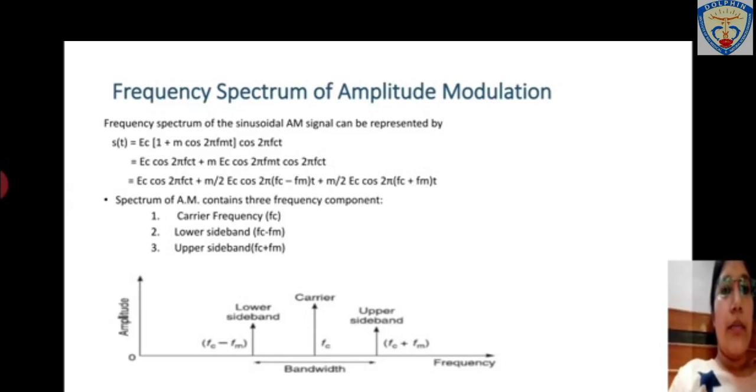If we look at the frequency spectrum and carefully look at the expression, we have three components. One is the carrier centered at frequency Fc. The other two are the sidebands, the lower sideband and the upper sideband. The upper sideband has the frequency Fc plus Fm and the lower sideband has the frequency Fc minus Fm. So with the help of modulation, we are sending these three signals with frequencies Fc plus Fm, Fc, and Fc minus Fm.